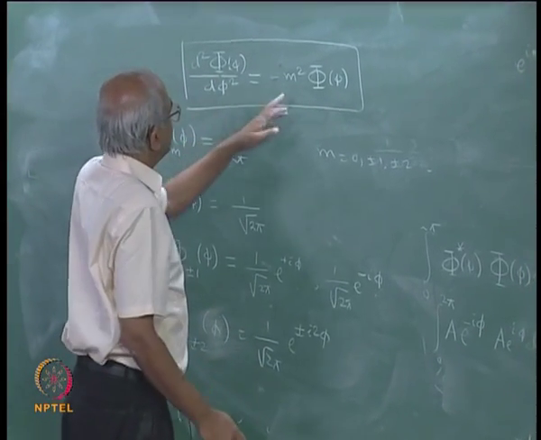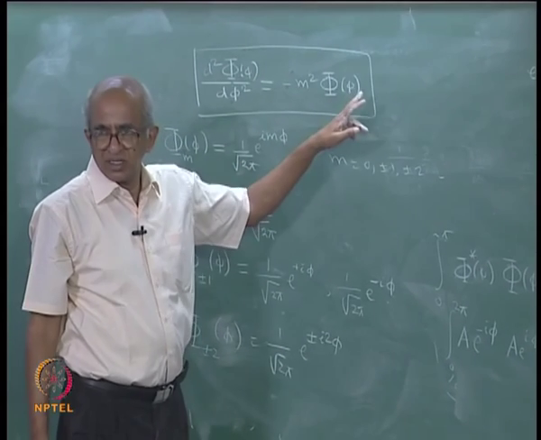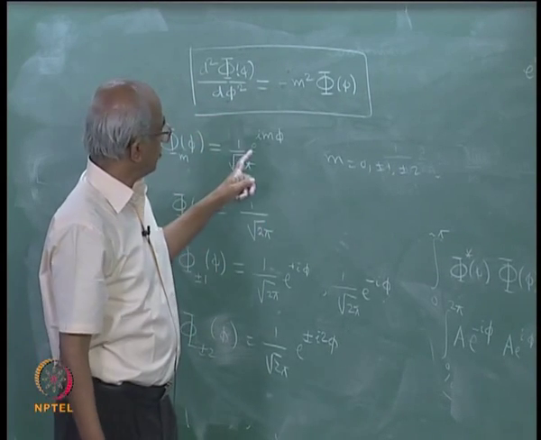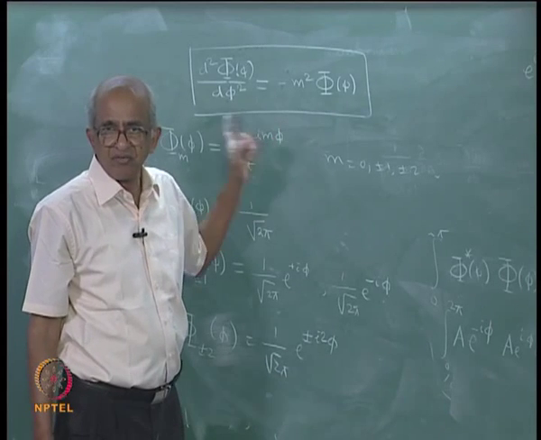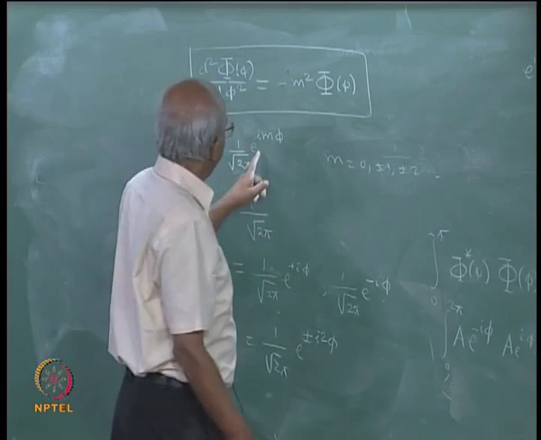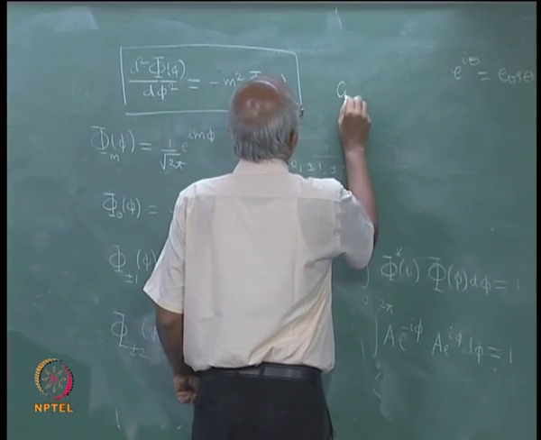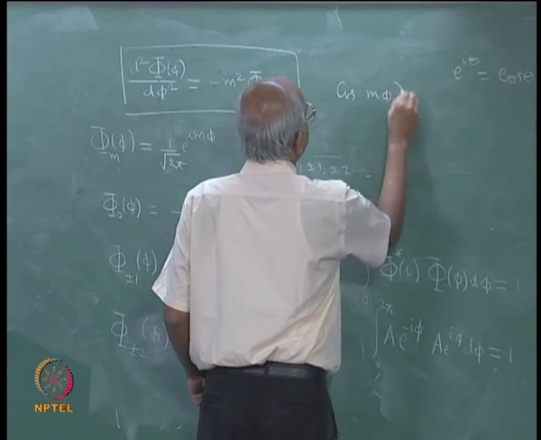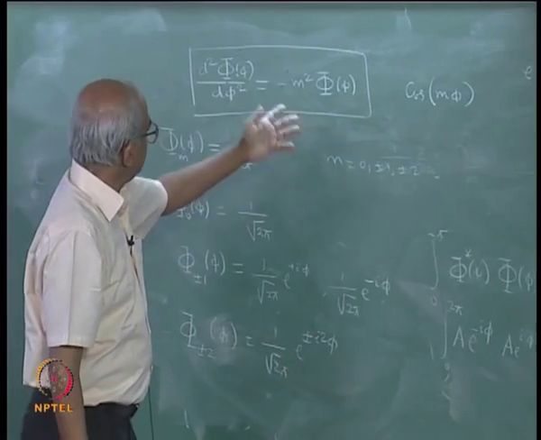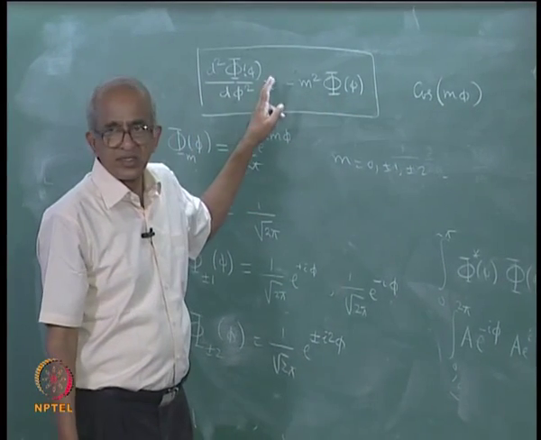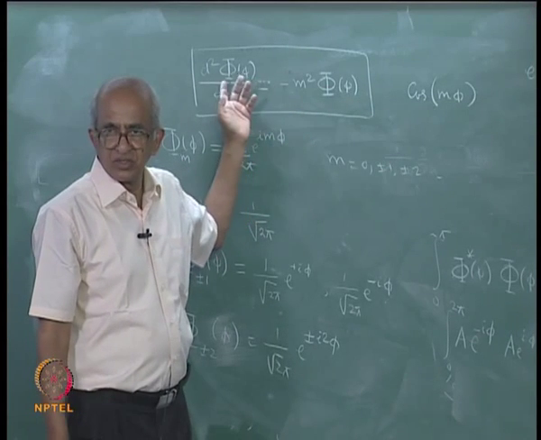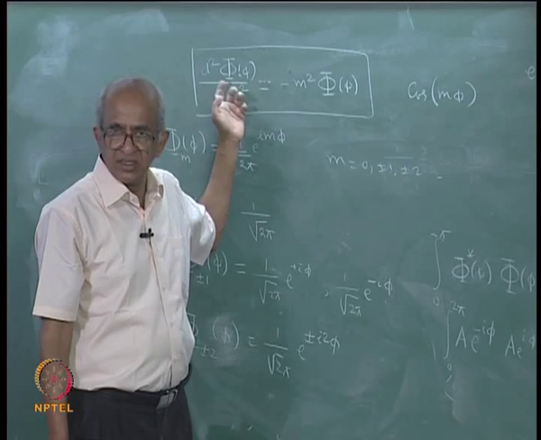d square phi by d phi square is equal to minus m square capital phi, is what the equation tells you, and we have written a complex solution by saying e to the power of i m phi. But instead I could have said that the solution may be of the form cos m phi. You can see that this actually satisfies that equation. You just carry out two differentiations, and you will find that it satisfies that equation.